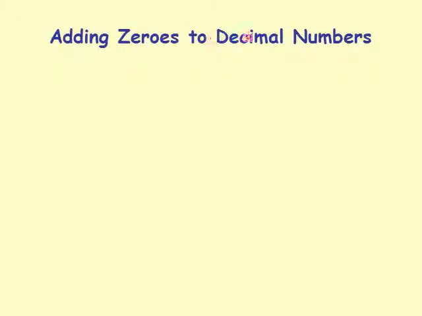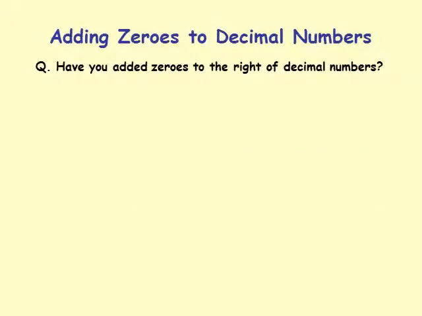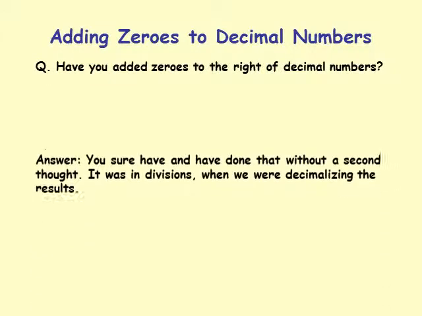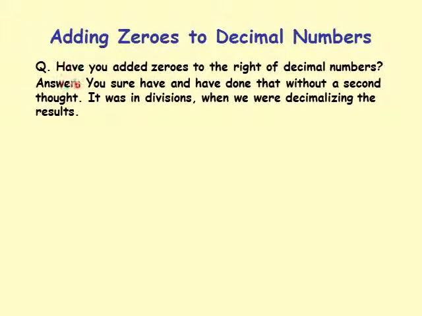Let's see if we can add zeros to the decimal number. How did you add zeros to the right of a decimal number? Do you remember that? Answer: you should have done that without a second thought. It was in divisions when we were decimalizing the results. We kept adding zeros to the right and didn't even think about it.